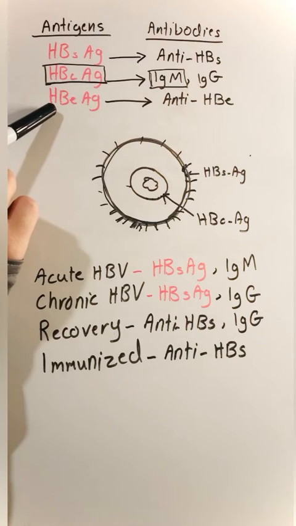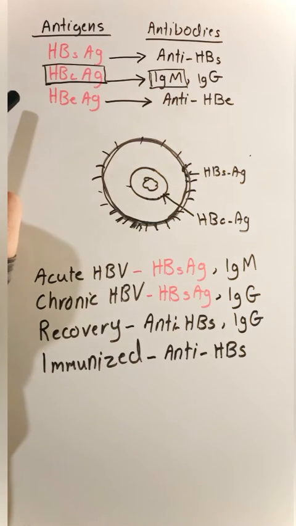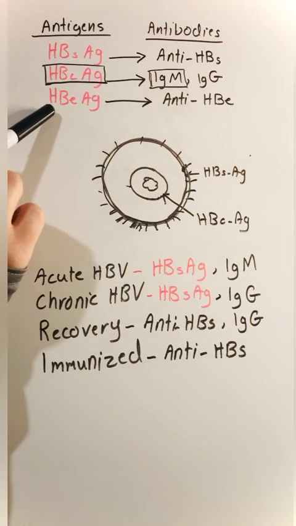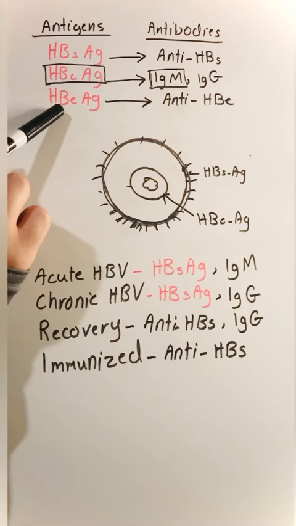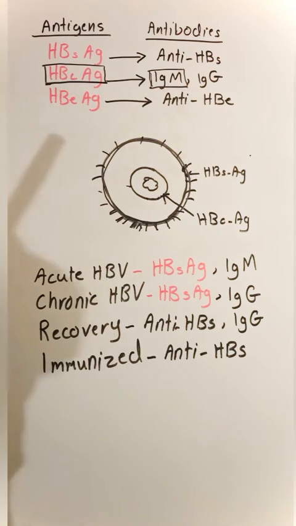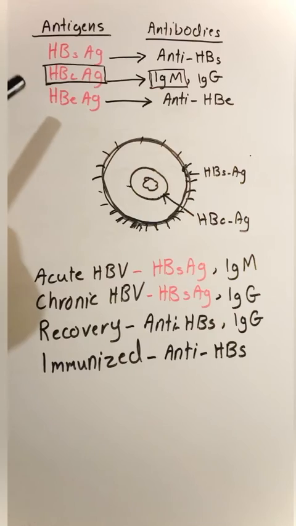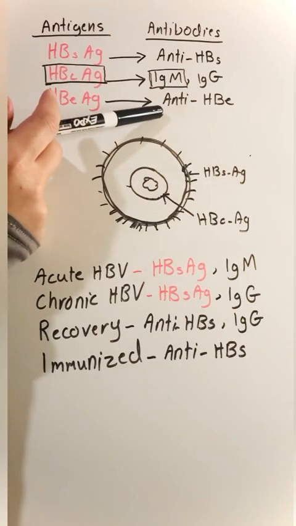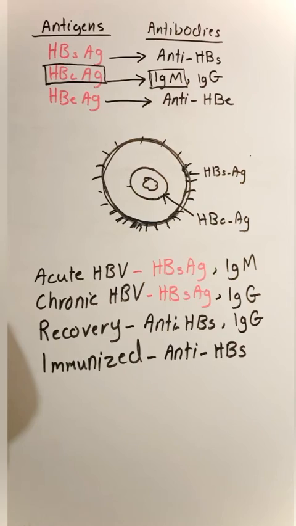About the HBe antigen and antibody, simply if you see the HBe antigen, that means the virus is actively replicating, which means the person is high infectivity. If you see the anti-HBe, that means the person has low infectivity. For the HB core antigen, this one we will never see in serology.